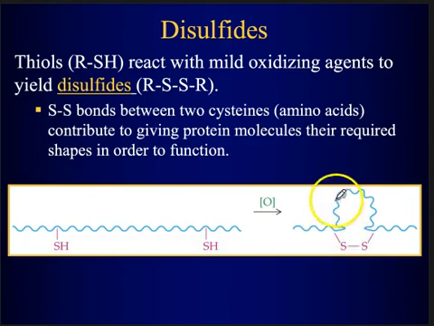Notice when I did that, I get this 3-dimensional shape. It goes from a flat chain to giving it a little bit of 3-dimensional shape. This is what helps give those protein molecules their required shapes to function in our bodies. When we look at the different shapes of the proteins and the different degrees of them, we'll see that these disulfide groups are what give those proteins their shape.